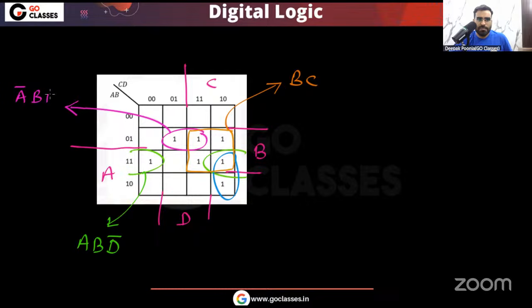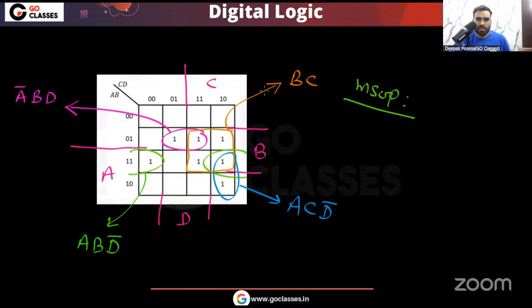Okay, simple. And now you can see that this blue cube is remaining. What is the product term corresponding to this blue cube? This is in the area A, then C, then D bar. Okay, very simple. Once we have written the product terms corresponding to all the cubes covering one cells, we can write the minimum SOP expression.